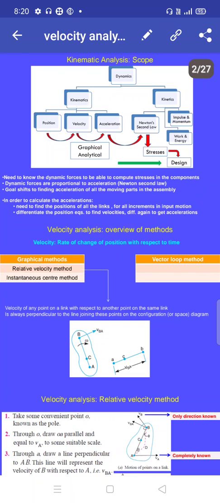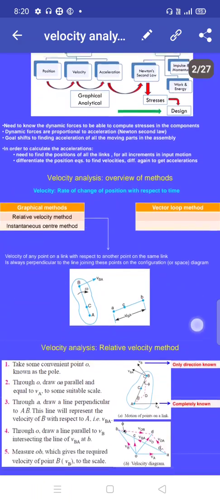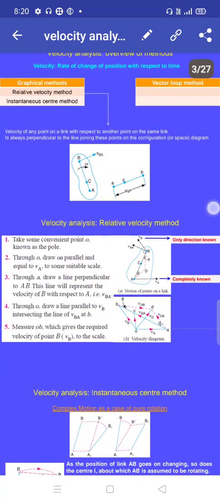The velocity of any point on a link with respect to another point on the same link is always perpendicular to the line joining these points on the configuration or space diagram. So for relative velocity analysis, these are the things to be considered.